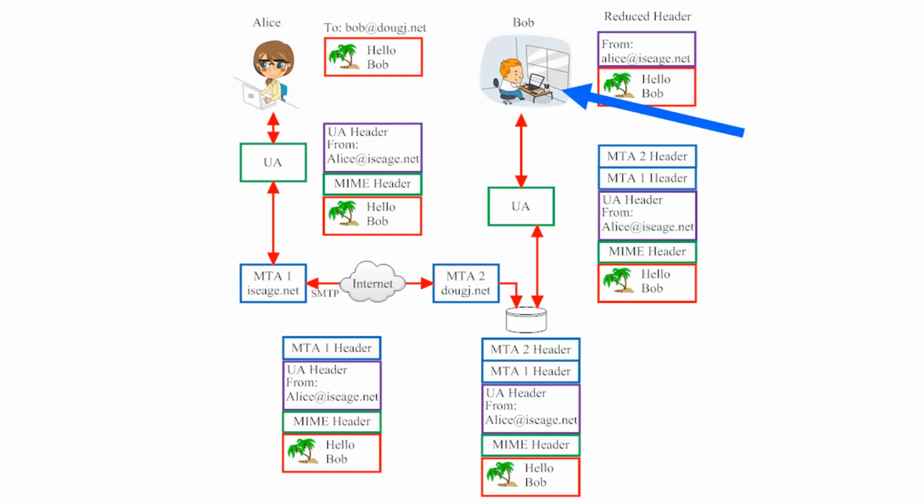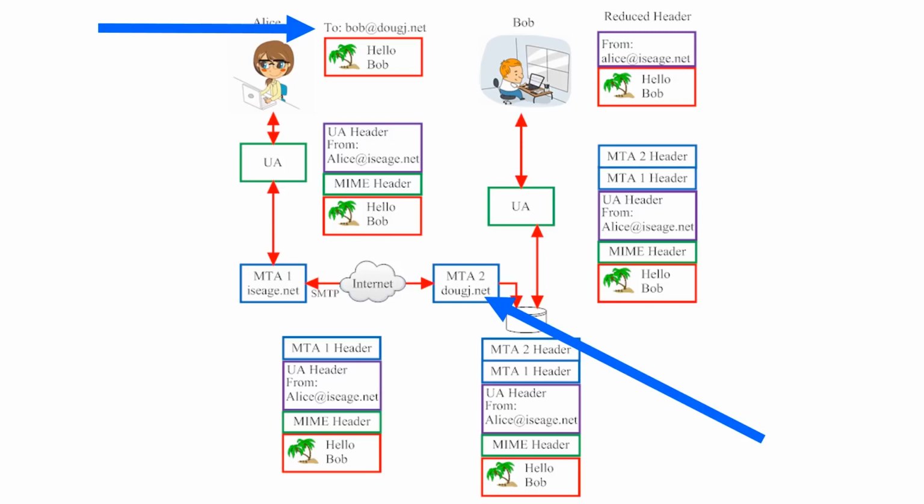This illustration helps to show us how email addressing works. When Alice addresses this email, she specifies that it should go to bob@dougj.net. Well, where exactly is dougj.net? It turns out that everything following the @ in an email address is the name of a specific message transfer agent somewhere on the internet.